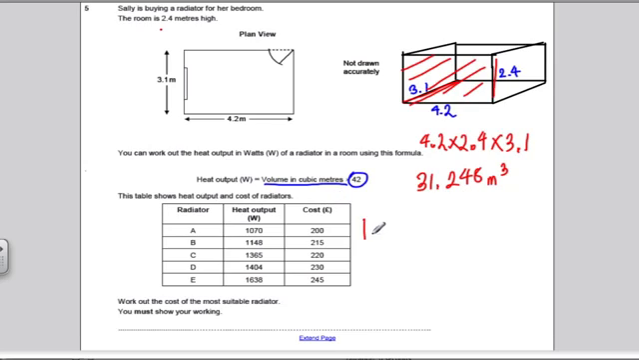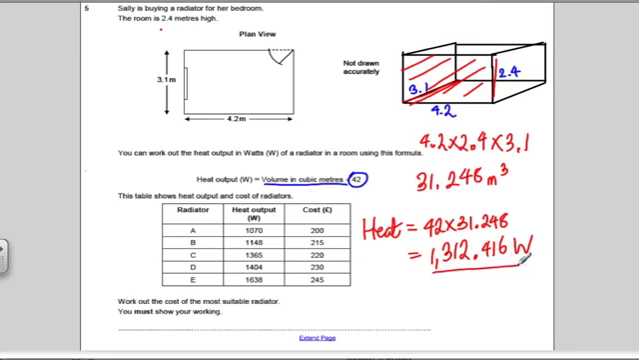Now the heat output. Again, you would have more space in the exam, I've cut the amount of working here. The heat is the volume of the room times 42. So you do 42 times 31.248, and you get 1312.416, and the unit is watts. So the room is going to have an output of 1312. Which radiator does it for you? Well, A doesn't, it only gives you that output. B doesn't, it's not enough, and C does. So work out the cost of the most suitable radiator. The radiator is radiator C, and the cost is £220, and that will do the trick for you.